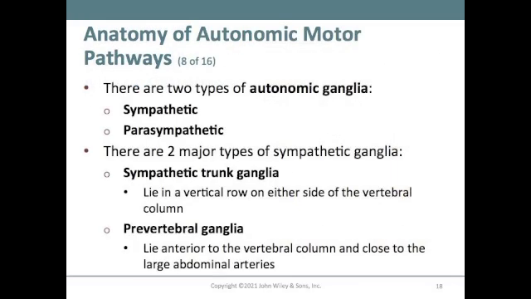There are two types of autonomic ganglia, sympathetic and parasympathetic. There are two major types of sympathetic ganglia: the sympathetic trunk ganglia, which lie in a vertical row on either side of the vertebral column, and the prevertebral ganglia, which lie anterior to the vertebral column and close to the large abdominal arteries.